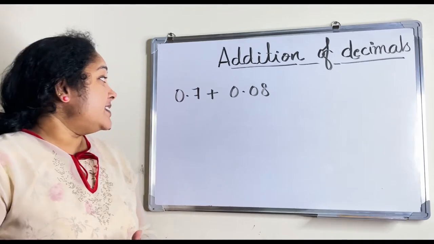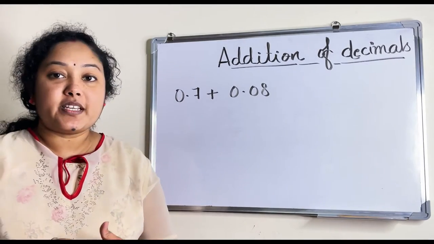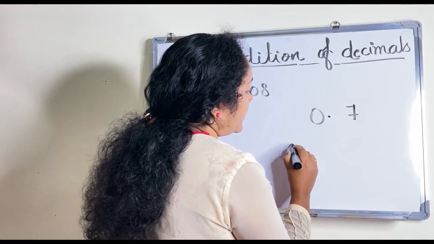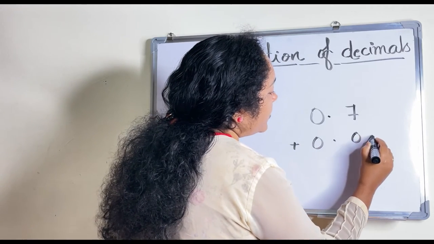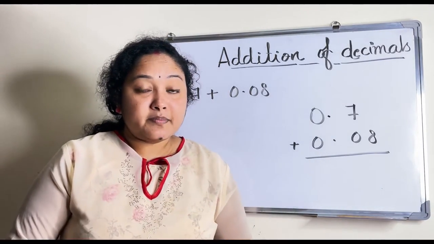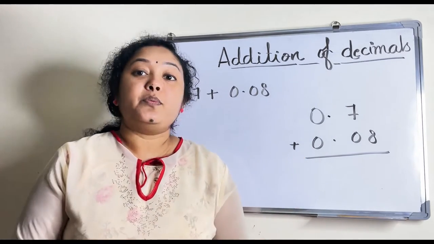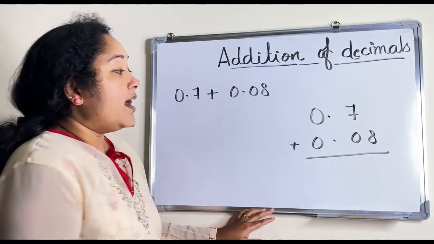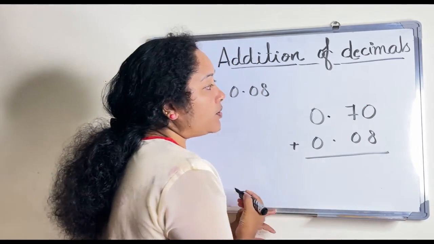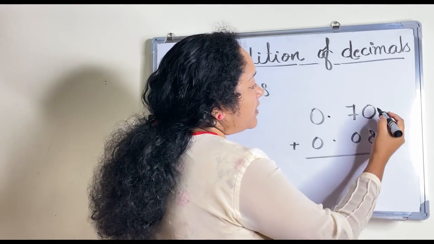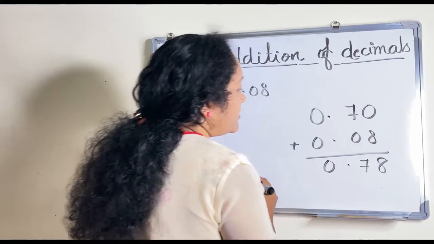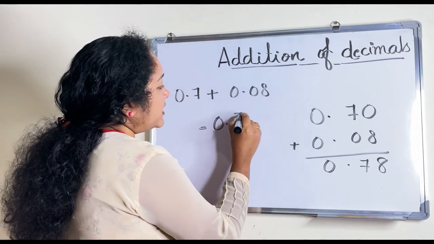The next question is 0.7 plus 0.08. As we arrange in column method, 0.7 plus 0.08. Here the second number's fractional part has two place values. So first we arrange this fractional part up to hundredths. So we put a 0 in the hundredths place. 0 plus 8 is 8. 7 plus 0 is 7. 0. So the answer is 0.78.